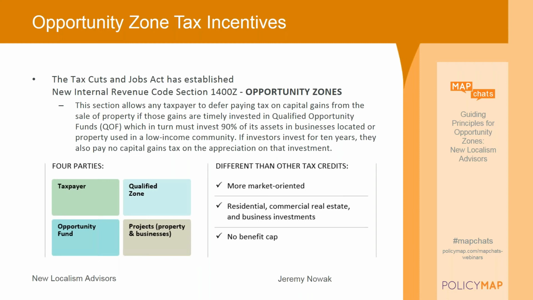Secondly, unlike other tax credits, you can use this for business investments, residential development, including rental housing, and for commercial real estate. So it's not, new markets is largely for commercial real estate, although it has been used for other things. LIHTC, we know what LIHTC is used for: low-income rental. Here, there's a much broader set of possibilities in terms of what it can be used for. And finally, there's no benefit cap.